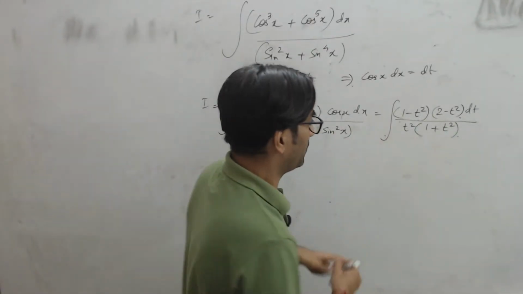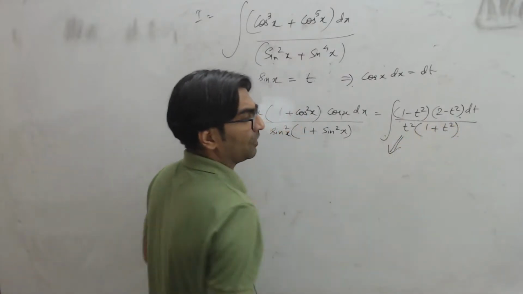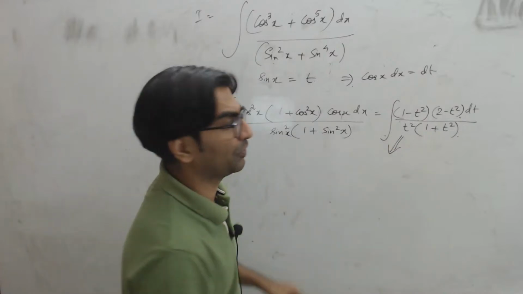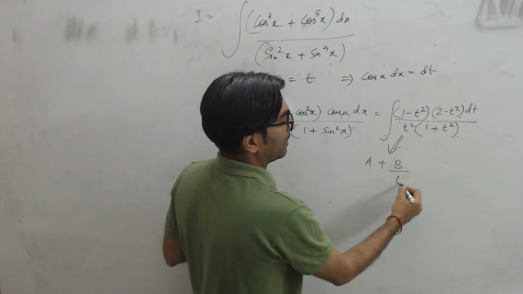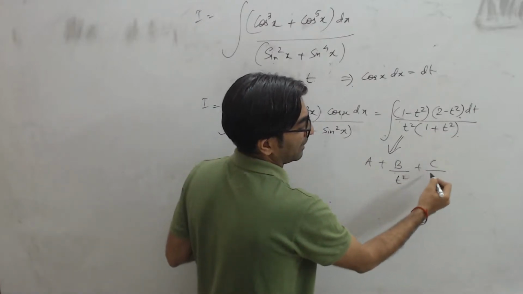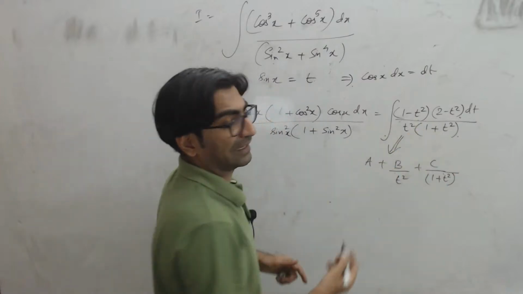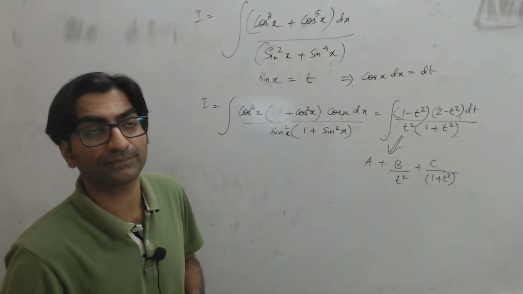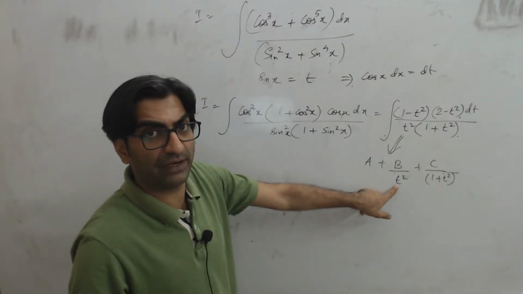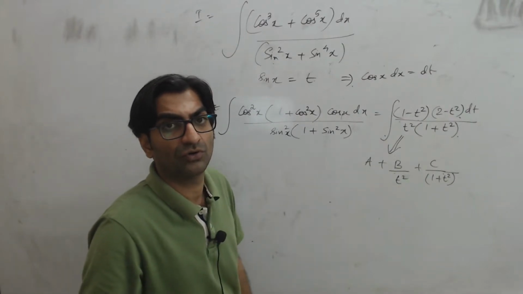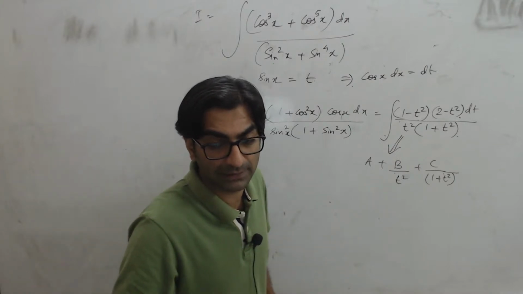Since the numerator has a degree of 4 and the denominator also has a degree of 4, you'll have a constant a, plus a constant divided by t square, plus another constant divided by 1 plus t square, equated to get the constants a, b and c, and then apply integrals. When you have the integral of 1 by t square, it will be equal to minus 1 by t.